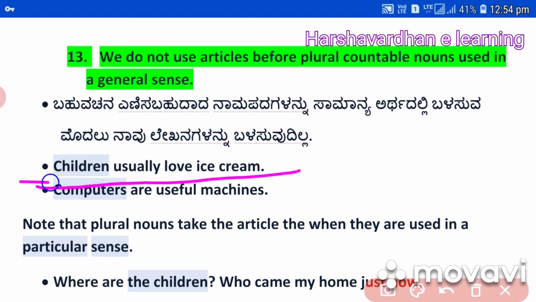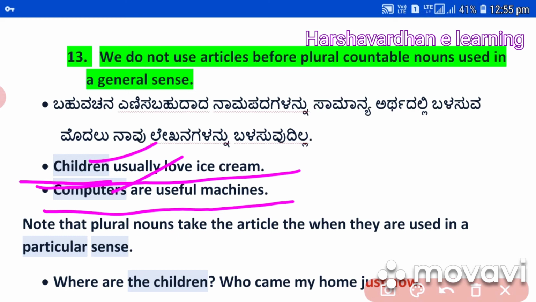Okay, children commonly we call. Right here, computers are useful machines. Same, commonly you can say like that, but not specific. Whose children, I don't know. Right? Like that. But you note that plural nouns take the article when they are used in a particular sense.